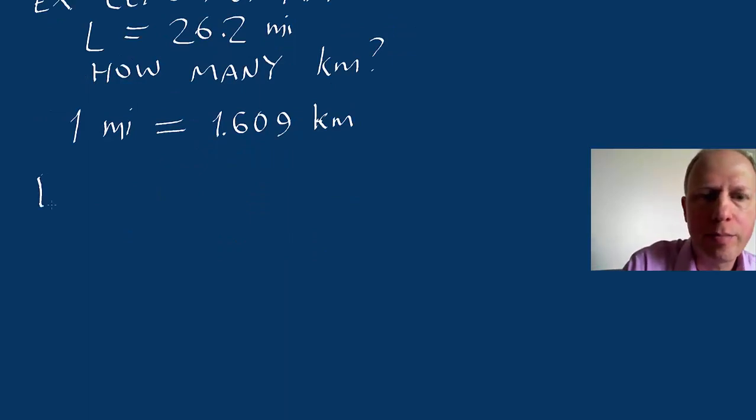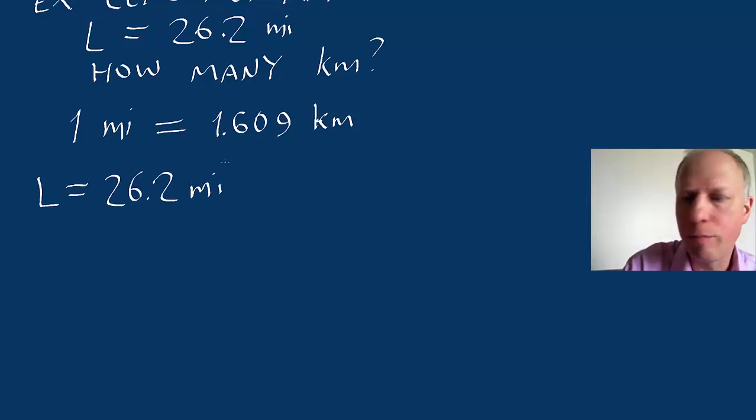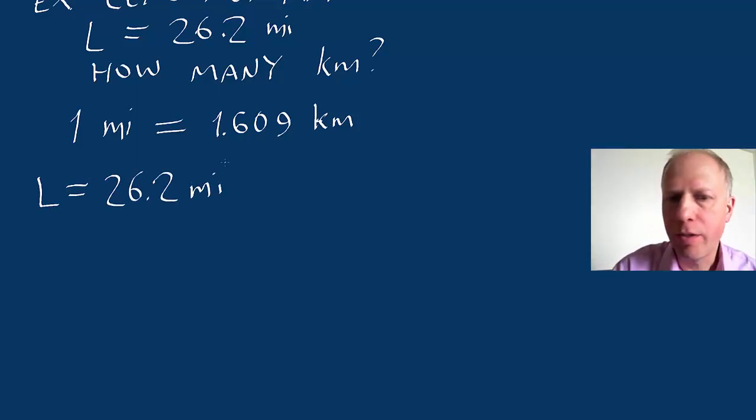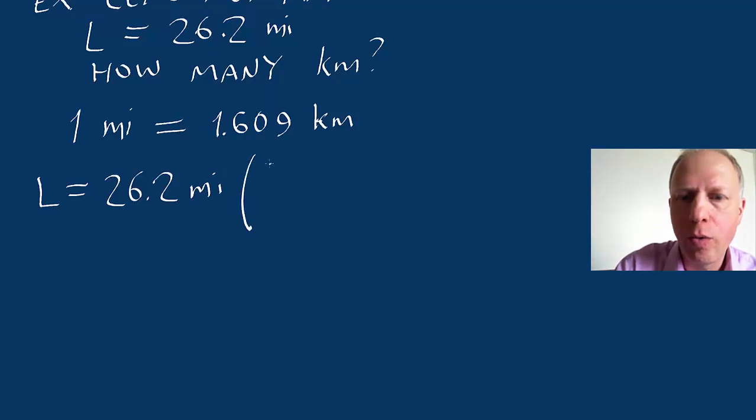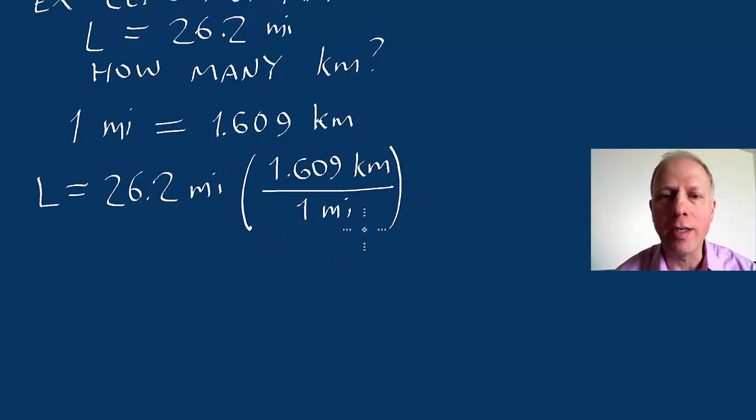So here I go. I'm going to multiply my length, 26.2 miles, by 1. I'm going to multiply it by 1.609 kilometers divided by 1 mile. This fraction here in the parentheses is equal to 1 because 1.609 kilometers is equal to 1 mile. I could have written 1 mile divided by 1.609 kilometers.